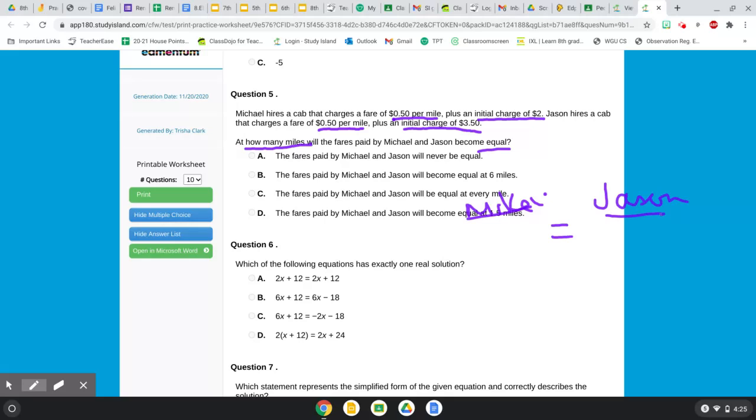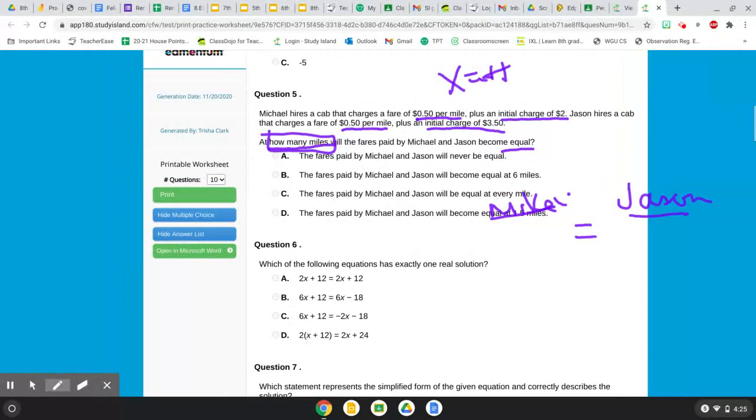Let's look at Mike first. Michael hires that cab at a fare of 50 cents per mile. Do we know how many miles? No, it's asking us how many miles. So x is our unknown, and that represents the number of miles. So 50 cents per mile is 0.50x. That's 50 cents times the number of miles. Plus an initial charge of $2. He's not paying that $2 over and over. He's not multiplying by anything, so that's just a flat $2.